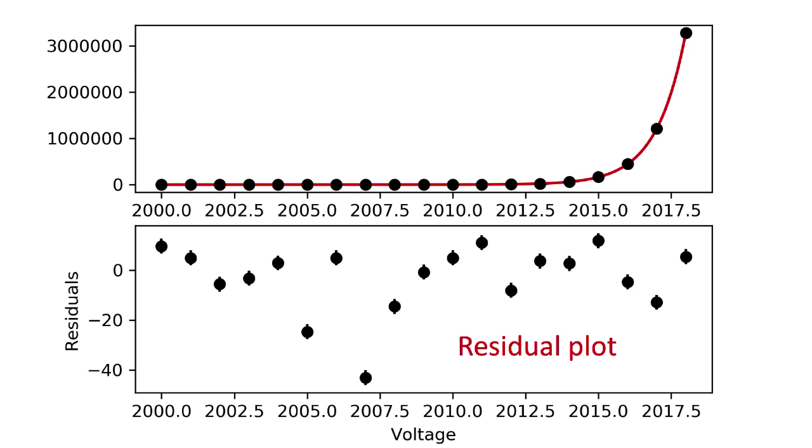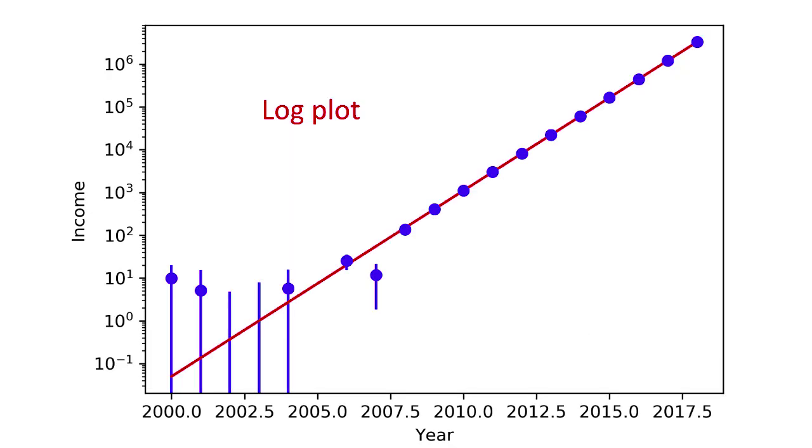Another thing you can do when you have data that spans an enormous range is plot the logs. So here what we're now plotting is the log of the income against the year. This is a very useful thing to do, particularly if you're trying to see if the percentage change rate is different.